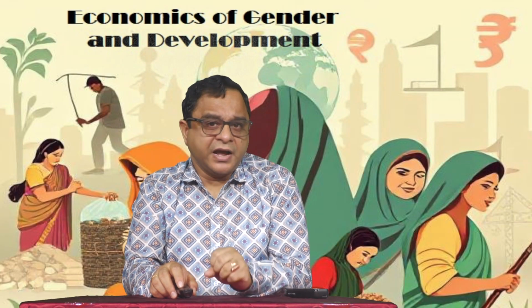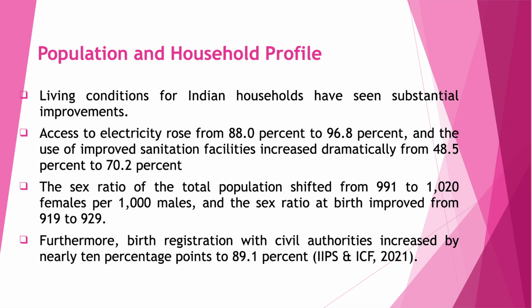With regard to population and household profile, we see that living conditions for Indian households have seen substantial improvements. Access to electricity has risen from 88% to 96.8%, and the use of improved sanitation facilities increased dramatically from 48.5% to 70.2%. The sex ratio of the total population shifted from 991 to 1020 females per 1000 males, and the sex ratio at birth also improved from 919 to 929. Furthermore, birth registration with civil authorities increased by nearly 10 percentage points to 89.1%.